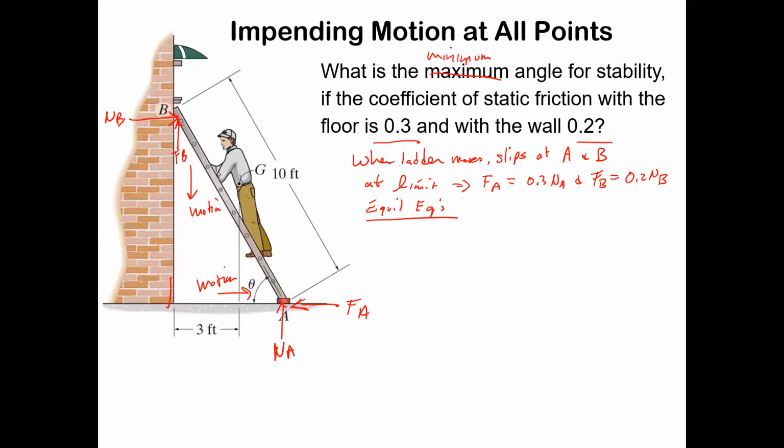So if the ladder is 10 feet long, then what is the height of NB? Yeah, 10 sine of theta. Hopefully you can read that. And the distance here is going to be 10 cosine of theta.